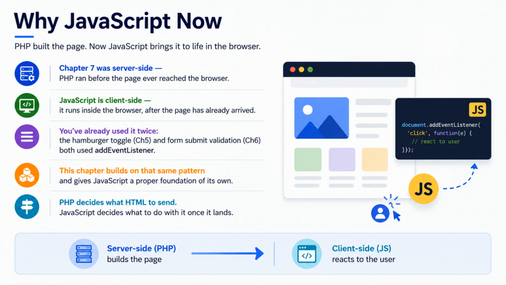Sit with the server-side versus client-side distinction for a moment, because it shapes everything about how JavaScript behaves compared to PHP. PHP runs once, produces HTML, and disappears. The page is static from that point forward. JavaScript runs continuously, inside the browser, for as long as the page stays open. That's why live character counters, accordion menus, image lightboxes, and smooth scroll effects all belong to JavaScript rather than PHP. PHP already sent its response and moved on. JavaScript is watching the whole time.